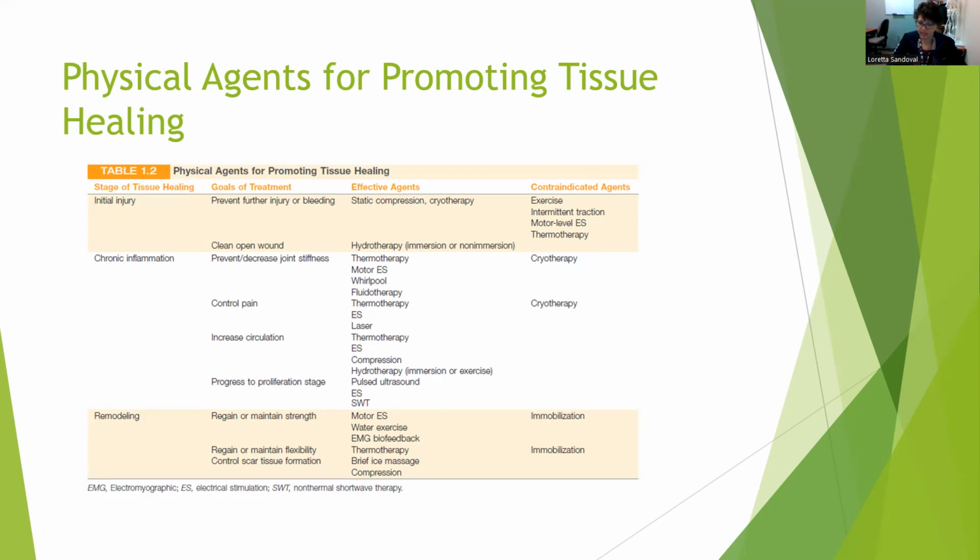When we're talking about inflammation and healing, during the inflammatory phase, we're going to be treating things differently than we are when we're going into another phase of healing. And we'll talk about the different phases of healing in the inflammation and healing chapter. So we're going to adapt our use of physical agents depending on what stage of healing the person is in, and that applies to all of the physical agents that we use.